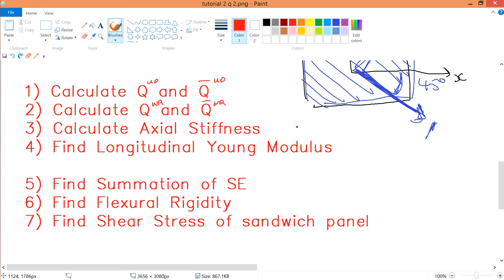Hopefully I made myself clear in the previous video on the touch-up. Okay, so let's continue with the axial stiffness. Alright, the axial stiffness equation.